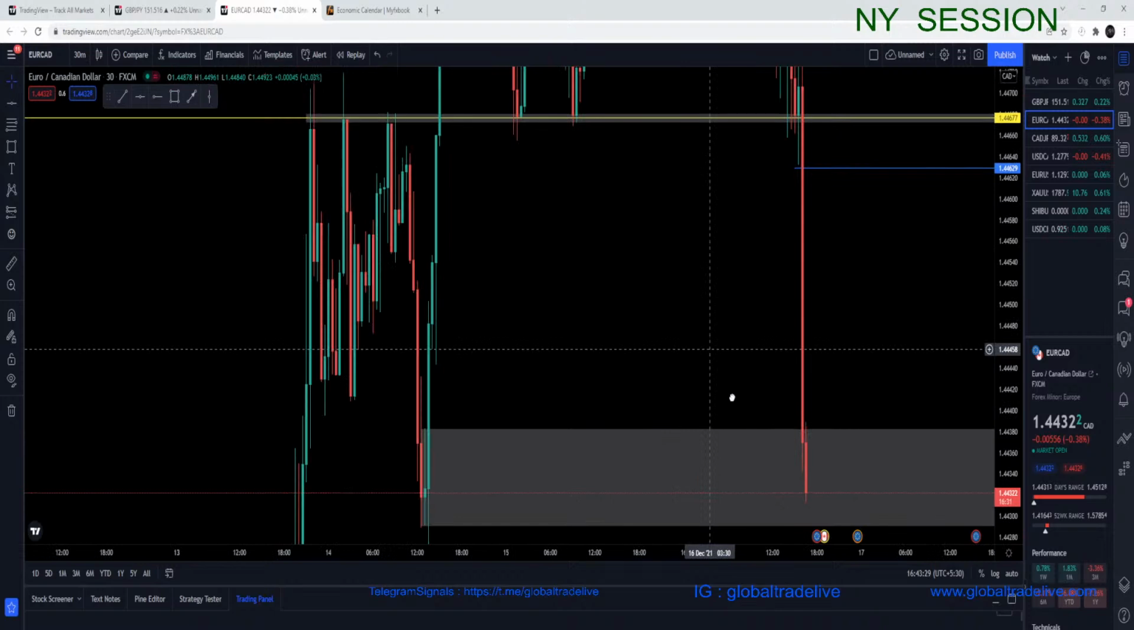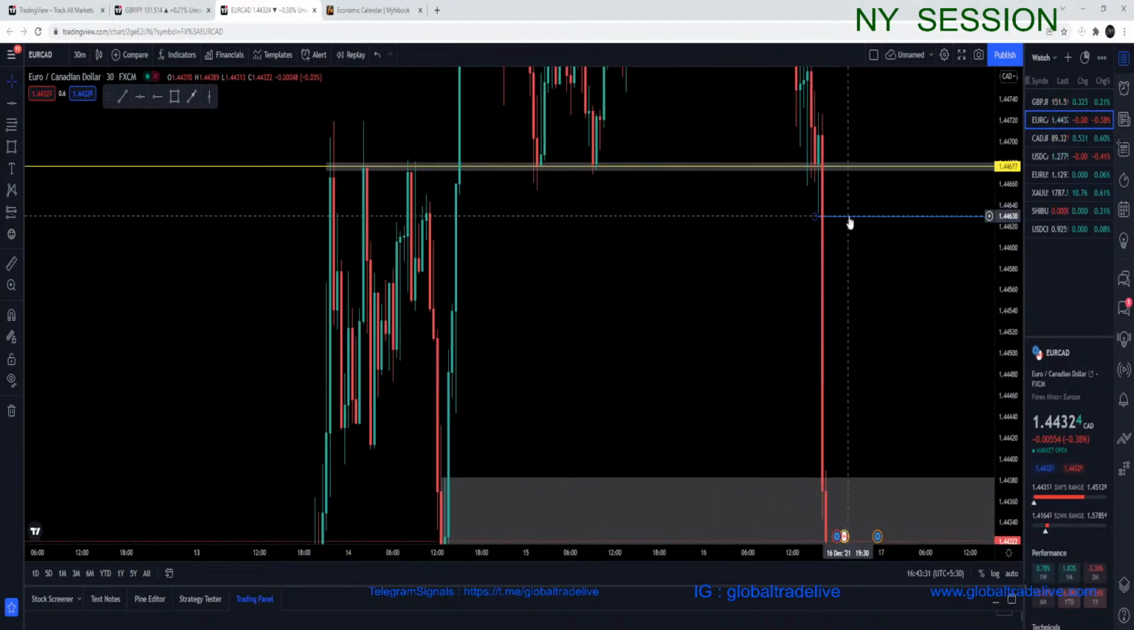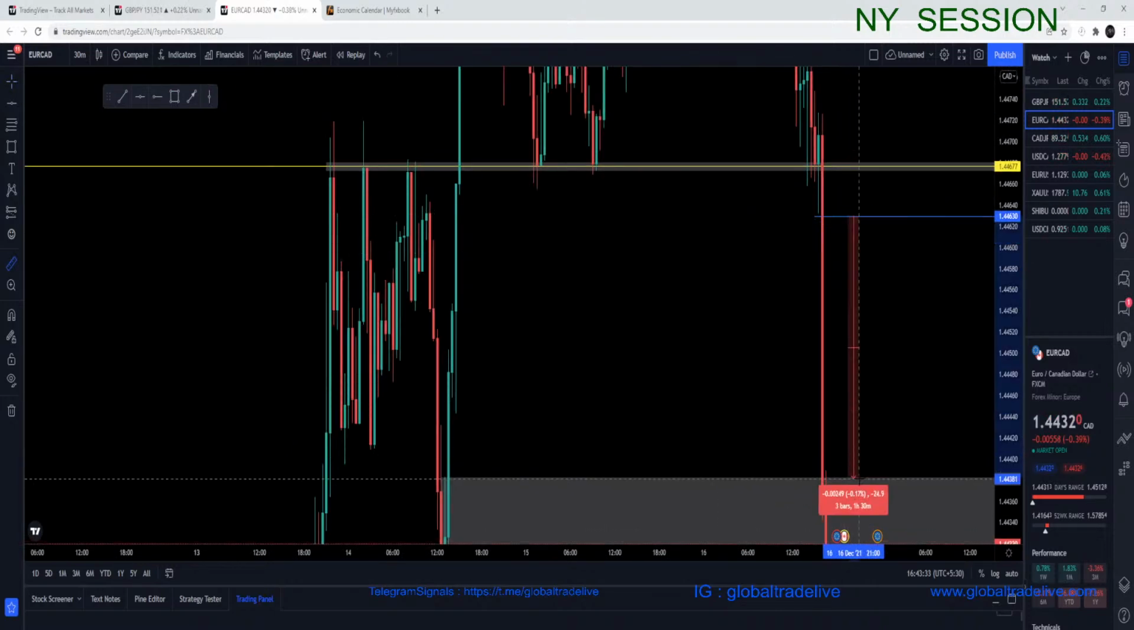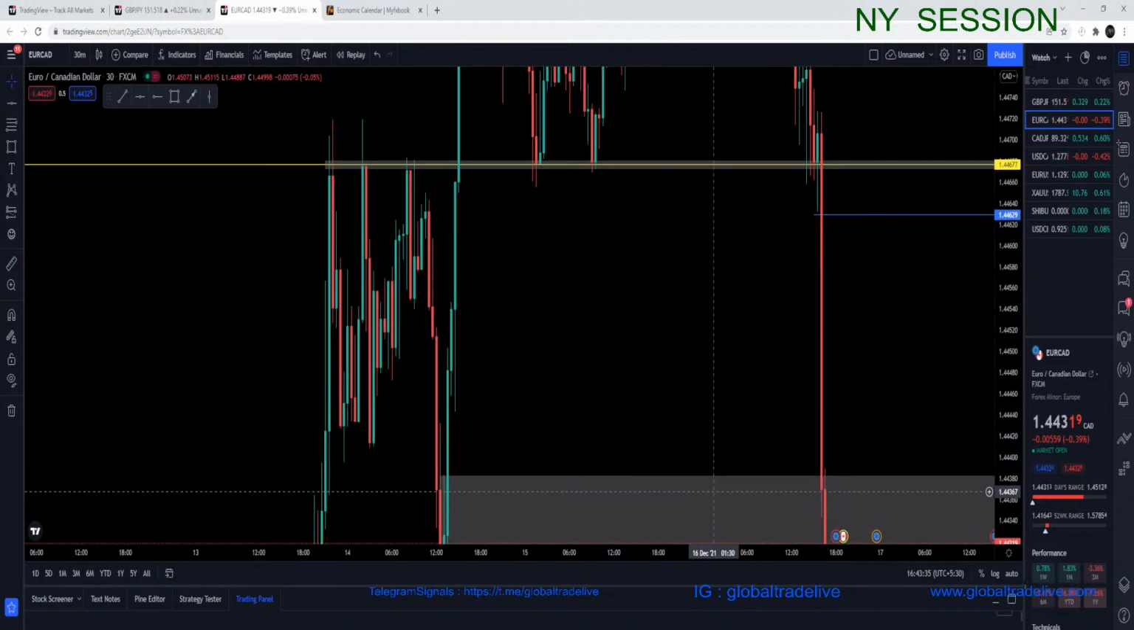I really like the way EUR/CAD moved down. The thing is, the range was pretty good. It was really nice.